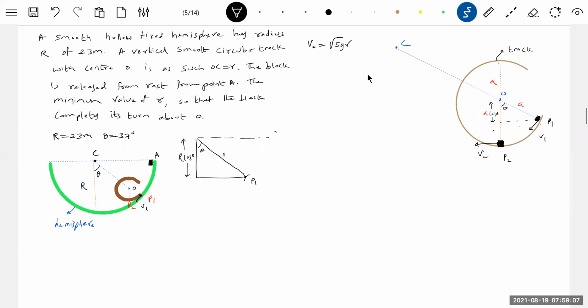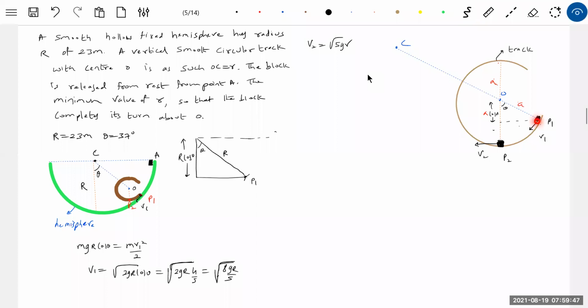Okay, point P1, this should be the R. So first applying conservation of mechanical energy. So mgR cos theta should be equal to mv1 square by 2. So v1 equals root of 2gR cos theta. What is cos theta? Cos 37. Anybody value of cos 37? 4/5, sir. This is the velocity of the bob at point P1.